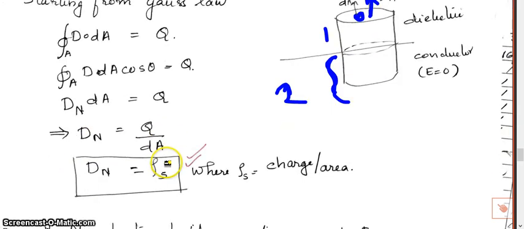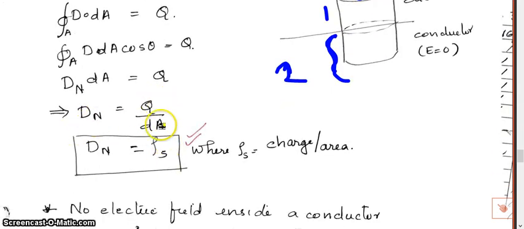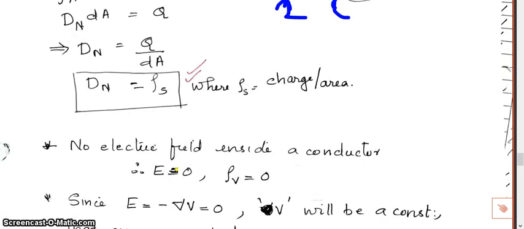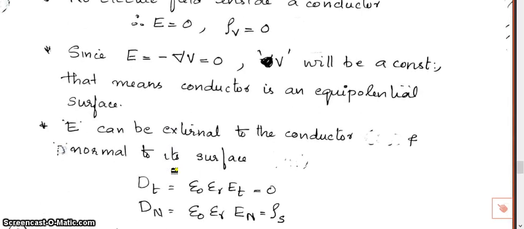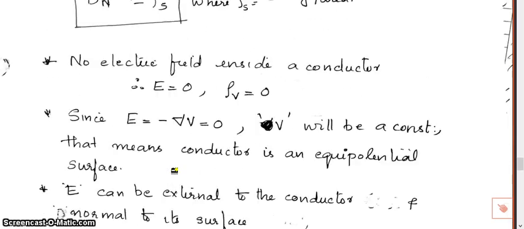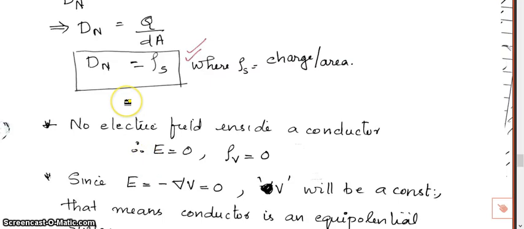Finally, I can write Dn dA is equal to q. From that, Dn is equal to q by dA, that is equal to rho s, where rho s is the charge per area, otherwise known as surface charge density. So this is the condition for the normal component of electric flux density across a dielectric conductor medium.